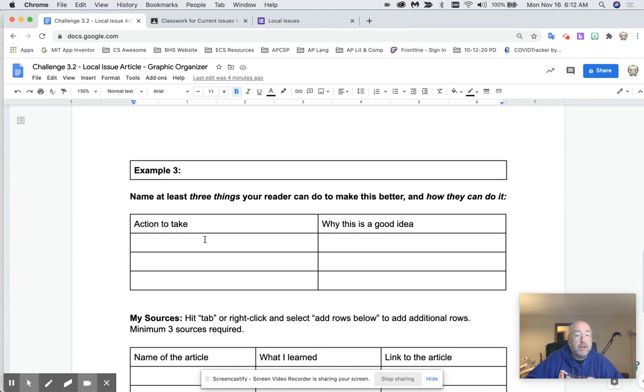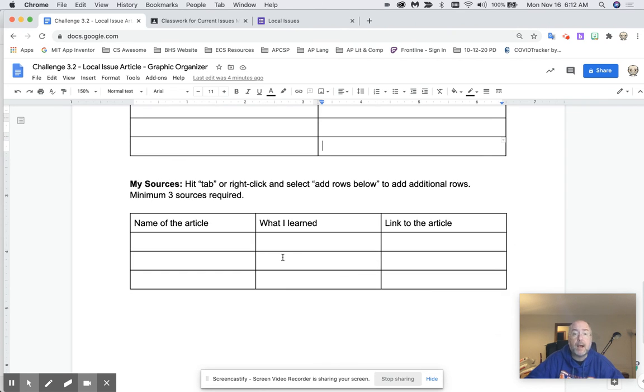And then give me at least three things that the reader can do. This is you can help. You're going to go right in their face and say, you can help. And you can say, you can do this because it's going to do this. You can do this and it's going to do this. You're going to do this and it's going to do that. And again, down here are your sources. Make sure I have all of those.